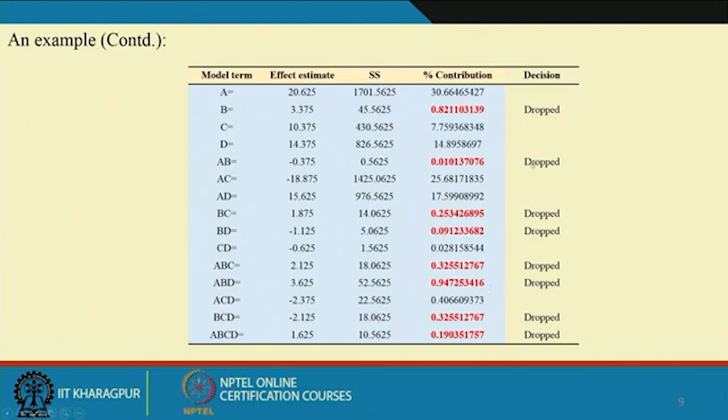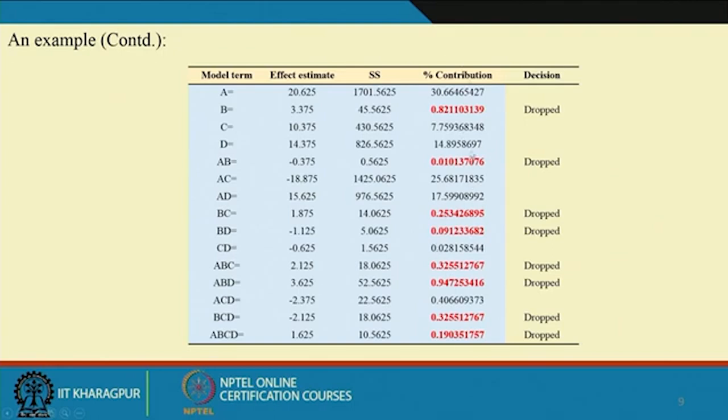Now, here you have to drop some of the parameters in order to get the error. As we say, the higher order interactions will be dropped. But in that case there is an issue: suppose A is significant, B is significant, then its second order interaction AB, it is better to keep that in the model, because if you do not consider that interaction, your result may be erroneous.